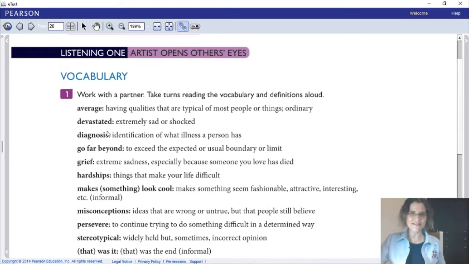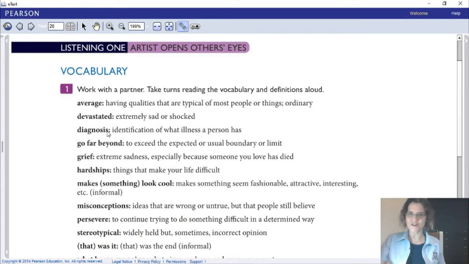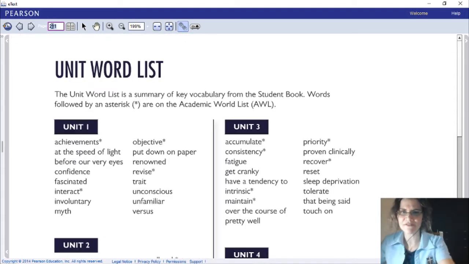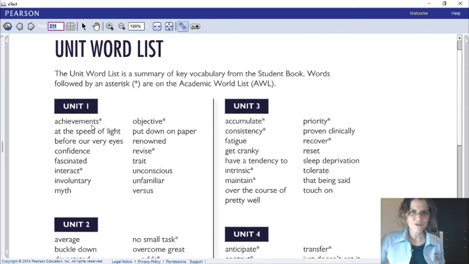Let's continue with listening one. Artist opens others' eyes, so other people's eyes. Before we do that, we're going to look at the vocabulary. And of course, this unit again has a compilation of words at the back of the book that we are going to focus on for this unit's vocabulary. And you can look that up with me. That's on page 211. You can see here the word list, Unit 2.